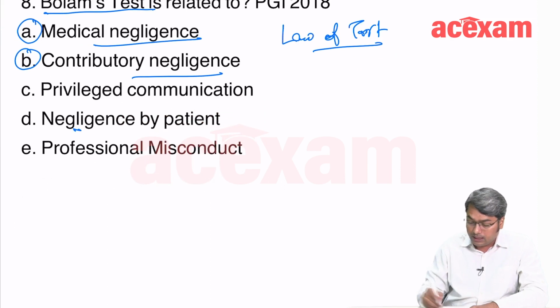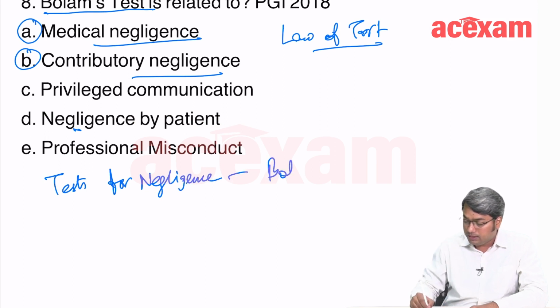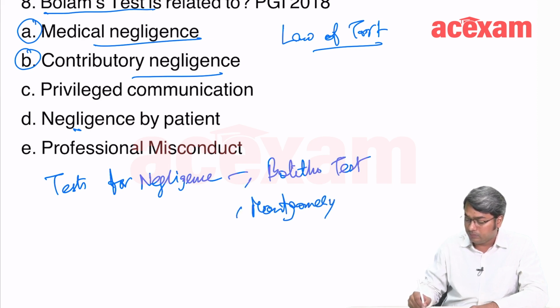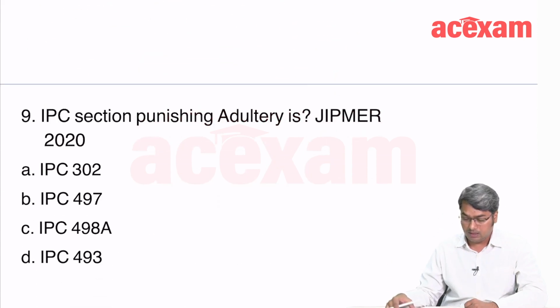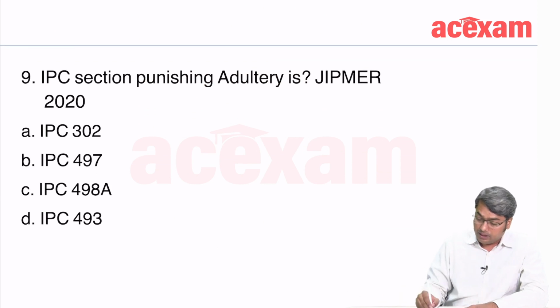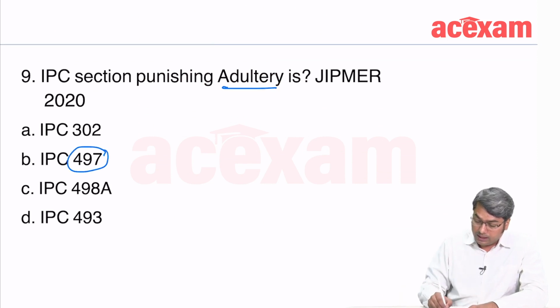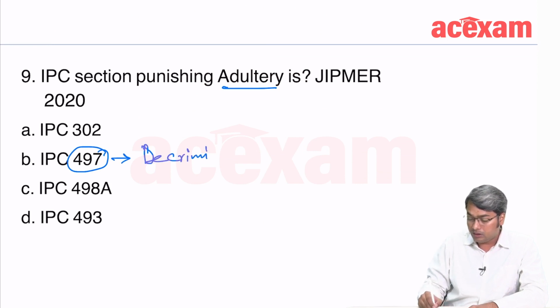Other tests for negligence are Bolitho test, apart from Bolam's test, Bolitho test and Montgomery tests. These tests are also done to test for the medical negligence. IPC section punishing adultery is section 497A IPC, which has now been decriminalized. So, that deals with adultery.